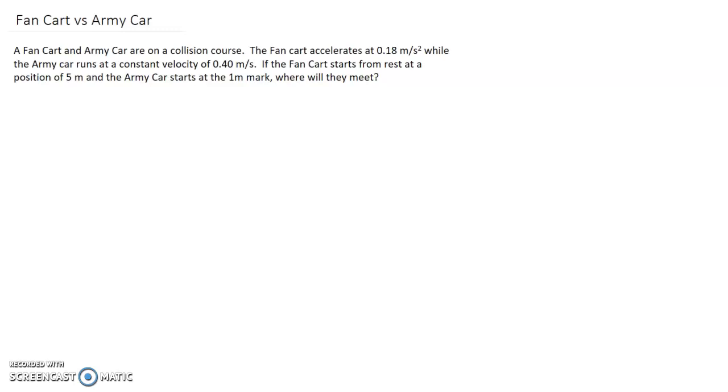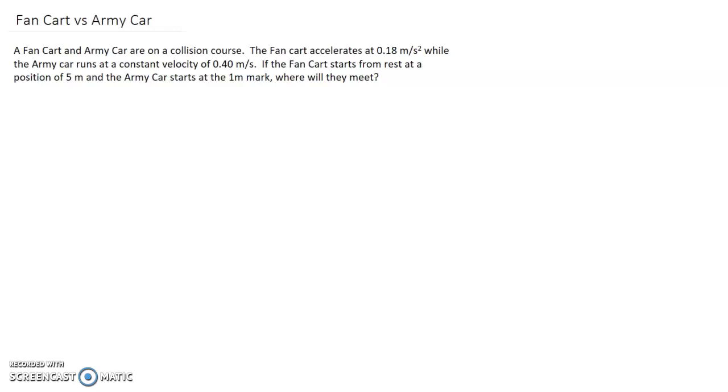The following problem is similar to the demonstration we did in class with the accelerating fan cart and the constant velocity army cart. In this problem, the two carts are on a collision course. The fan cart accelerates at 0.18 meters per second squared, while the army car runs at a constant velocity of 0.4 meters per second. If the fan cart starts from rest at a position of 5 meters and the army car starts at the 1 meter mark, where will they meet?